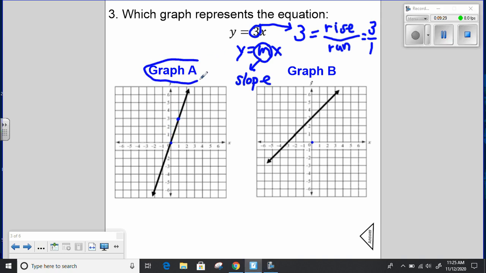So graph A is the best graph here because it goes through the origin and it has a slope of 3 over 1. Graph B does not work because it does not go through the origin. And here's a point on the line of graph B, and here's another point on the line of graph B. If I try to count the slope here, I'm going to rise 1 and run 1. So this graph has a slope of 1 over 1, which is just 1. So graph B is not the best choice here.